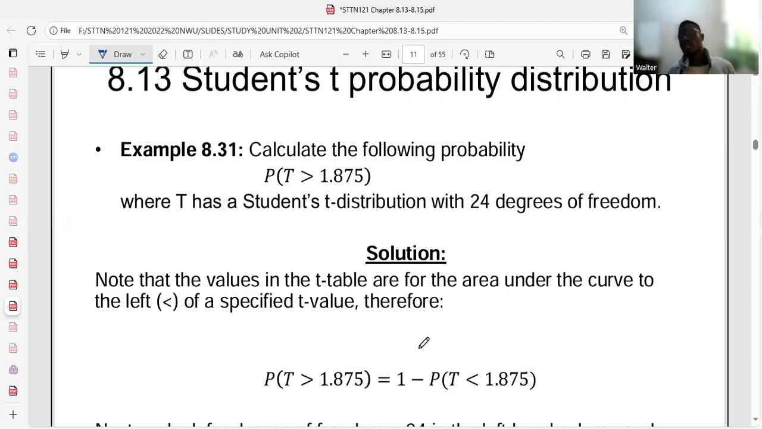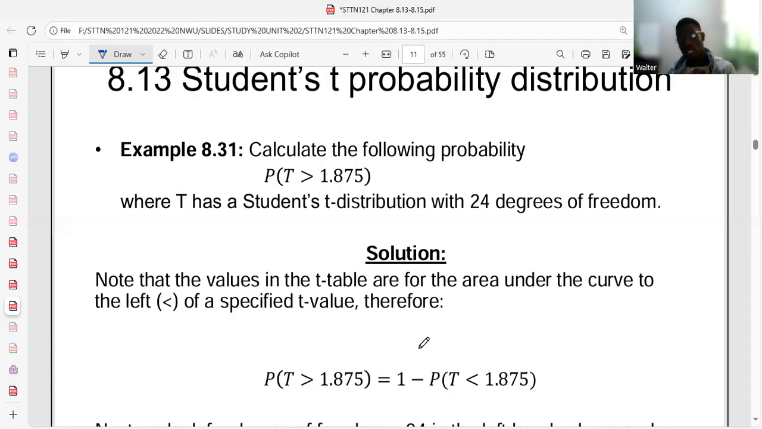Remember, they can give you a statement, and you need to check if n is less than 30 and you're dealing with the sample standard deviation. Then you get the T. Once you get the T, also don't forget that you need the degrees of freedom, n minus 1. Why do you need the degrees of freedom? It will help you to get the accurate value of the probability.